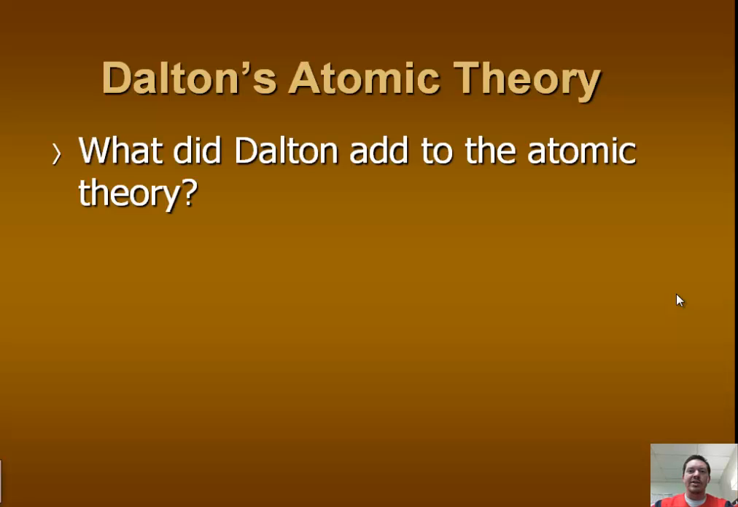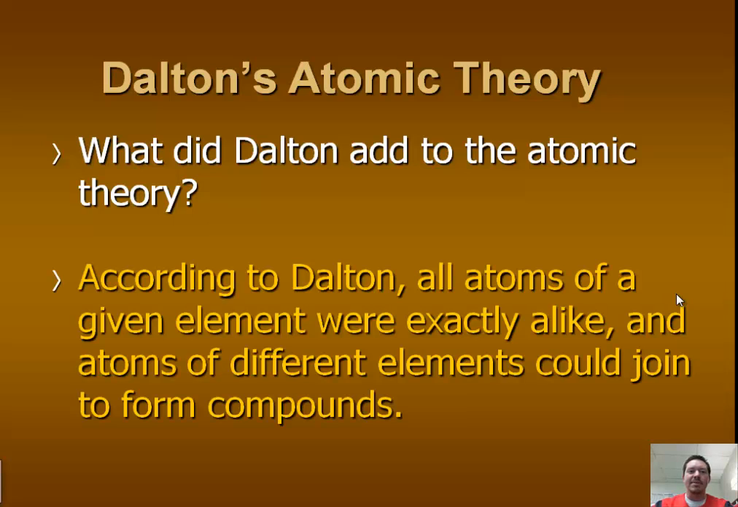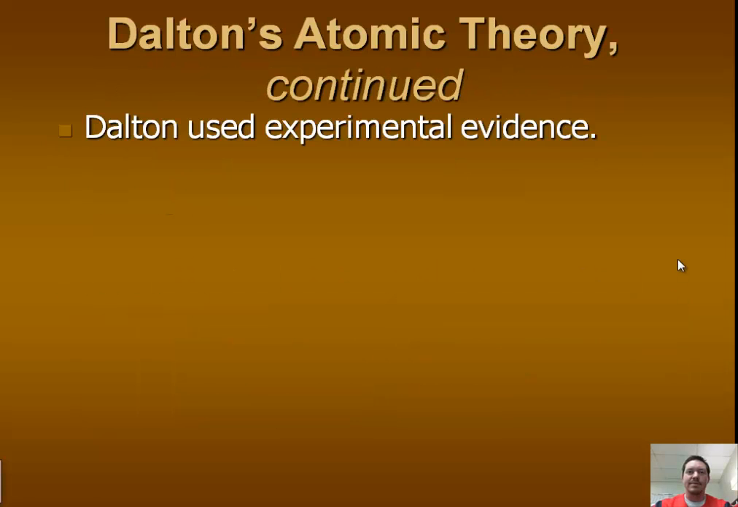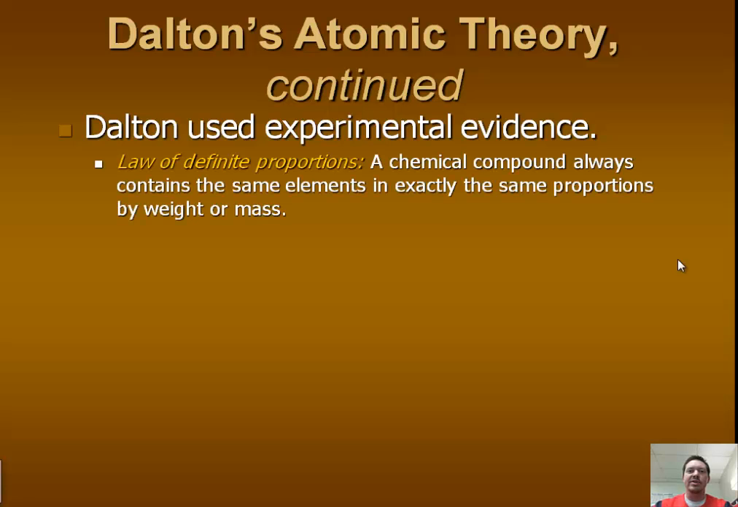So then we move on to Dalton's atomic theory. According to Dalton, all atoms of a given element were exactly alike, and atoms of different elements could join to form compounds. And Dalton was the first to use experimental evidence to support his theory. He came up with the law of definite proportions. This says a chemical compound always contains the same elements in exactly the same proportions by weight or by mass.